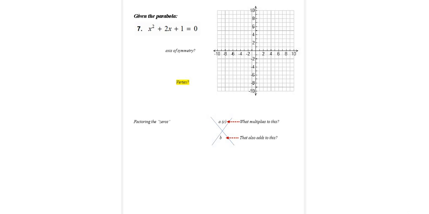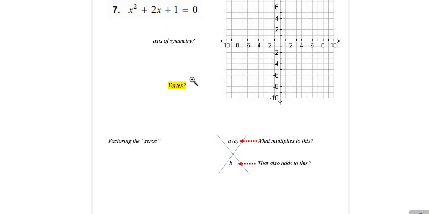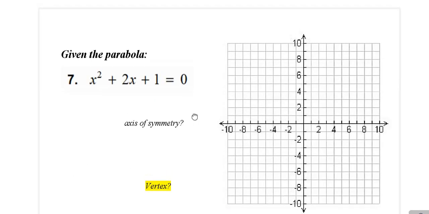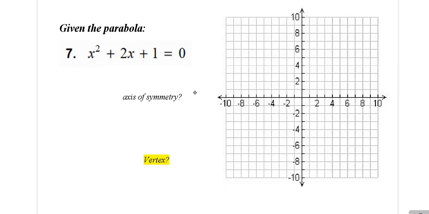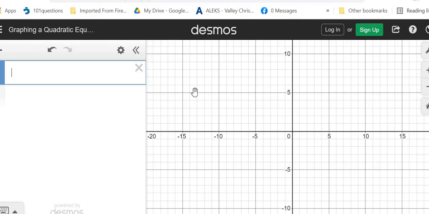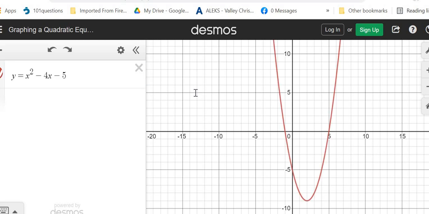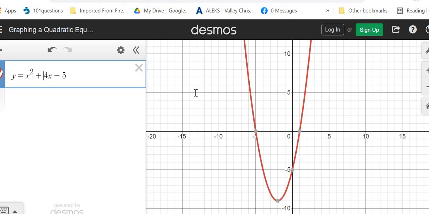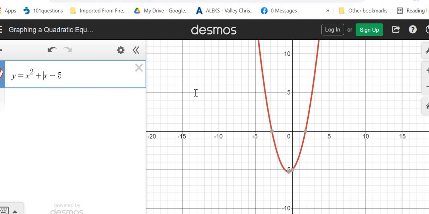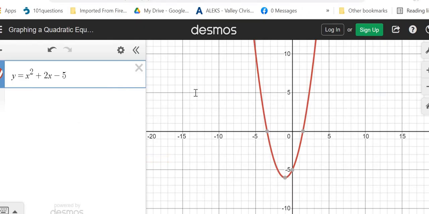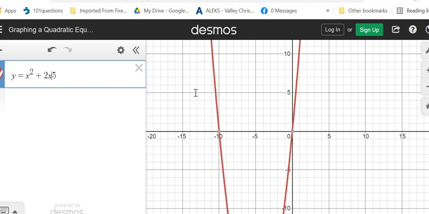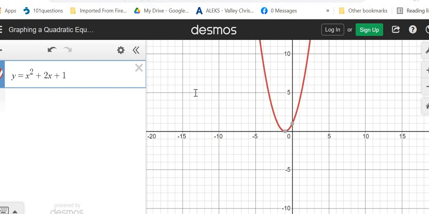So we're going to graph this parabola: x squared plus 2x plus 1 equals 0. Just to get a visual here, we're going to plot this on that Desmos link. So that's x squared plus 2x plus 1. Okay, so you just have a quick visual. We're going to leave that there. We're going to come back to it.